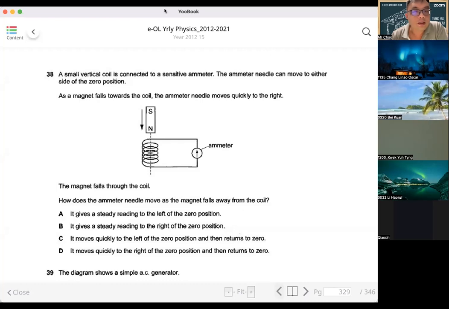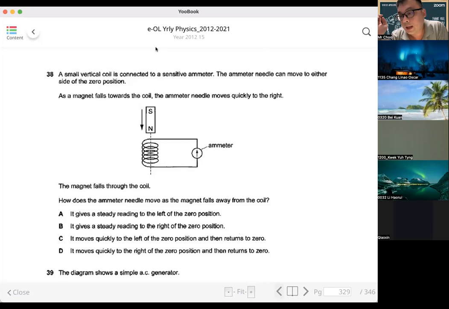Okay, so let me explain this question to you. Last week we mentioned what will happen down here, when there is a change in magnetic flux cutting through the solenoid. So this example we did not go through last week, so let me go through this question with you all.